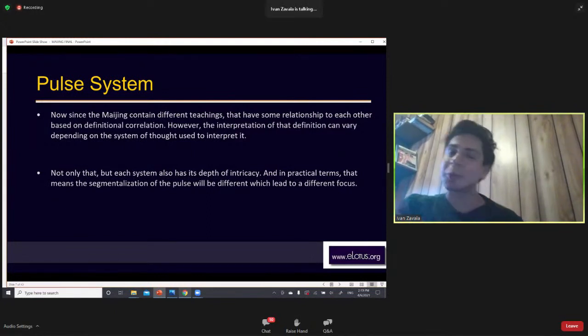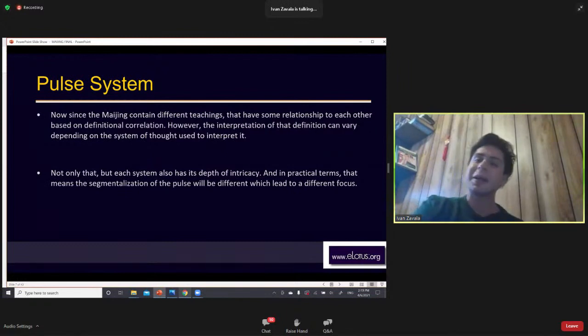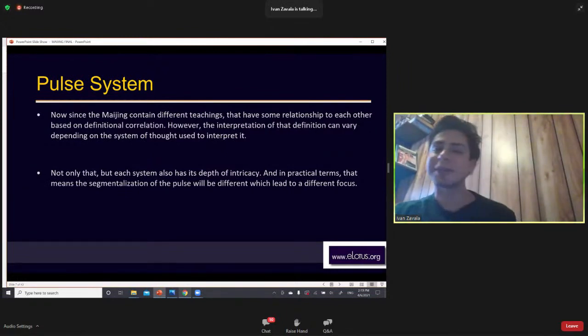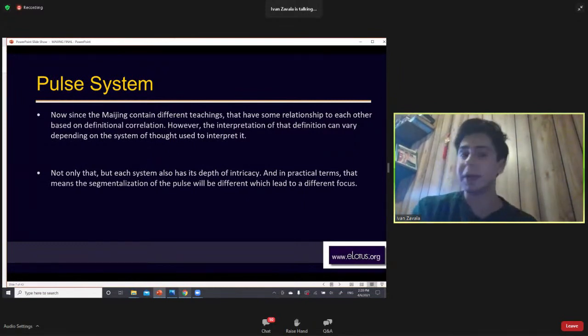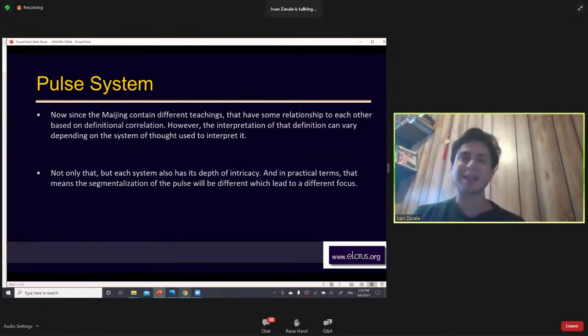However, as I said, the interpretation of the definition can vary depending on the system of thought used to interpret it, right? A wiry pose based on Biantrist will be a little different from how Zhang Junjing might be looking at it, and might be different from how Hua To might be looking at it. But either way, the wiry pose is similar in definition, right? So it's not just a pure chaotic text. If not, it wouldn't be very pragmatic, right?